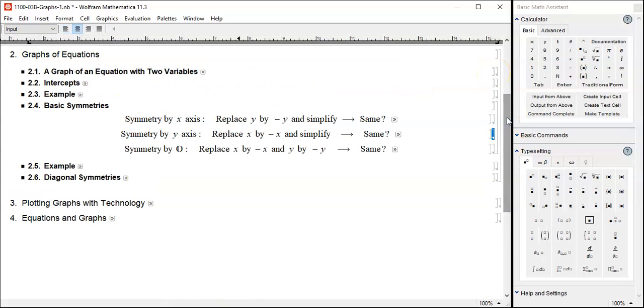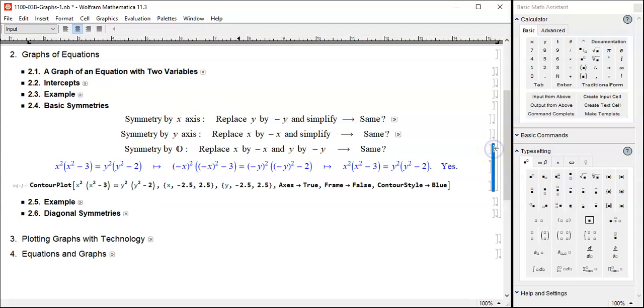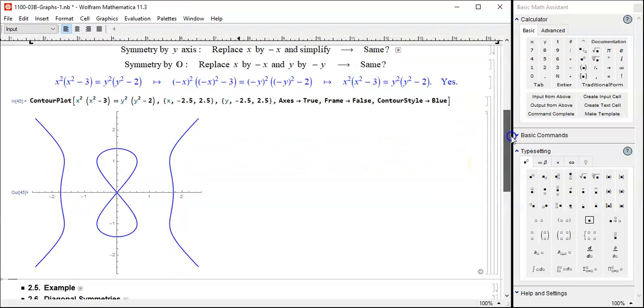Third example, replacing x by negative x and y by negative y. So symmetric with respect to the x-axis, the y-axis, both of them put together, and then we're going to get symmetry about the origin. Well, let's see. Here's an example: x squared minus 3 is equal to y squared minus 2. Replace both x and y by negative x and negative y, respectively. Please note that all these are even powers, so all these negative signs disappear, and we get the same thing as before. That means the picture is symmetric with respect to the origin, and indeed.